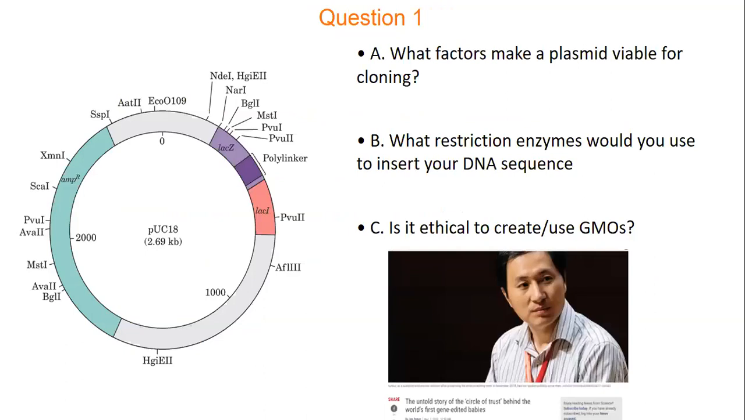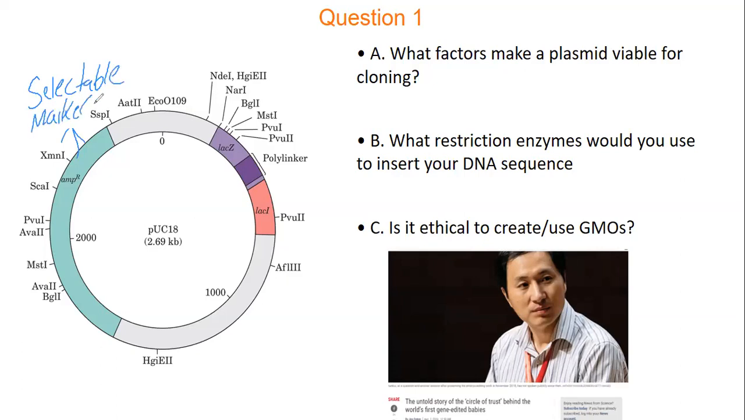So let's just first start with our plasmid, our vector. So a plasmid is just circular DNA. And it's a way that we can insert any sequence we want basically into this plasmid. Take this plasmid that has our DNA inserted into it and put that into a bacteria, have it grow and have it grow our protein. So what factors make a plasmid viable for cloning? So I will answer this one. So what do we need? Well, we need one, a selectable marker. And that's actually shown right here.